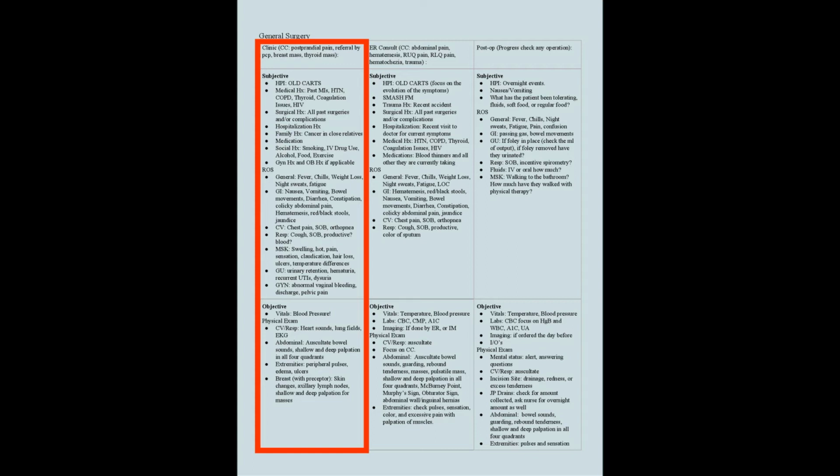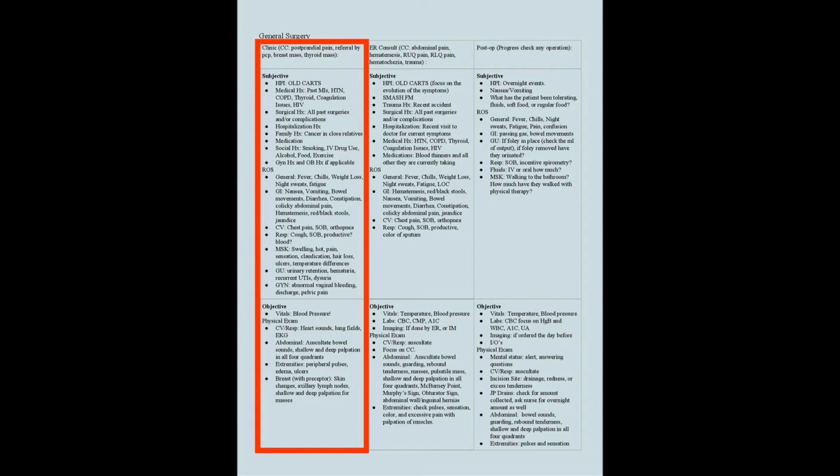Get a really good history for their past surgeries, anything that they might have had taken out, any complications that might have been because of it, and when it happened. You want to have all that written down for your preceptor. Any past hospitalizations, family history, cancers in close relatives, any medications they're on.